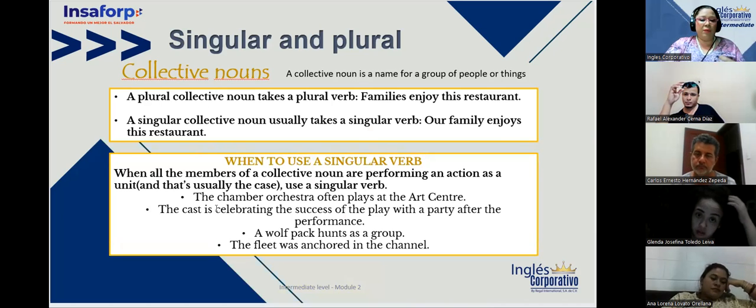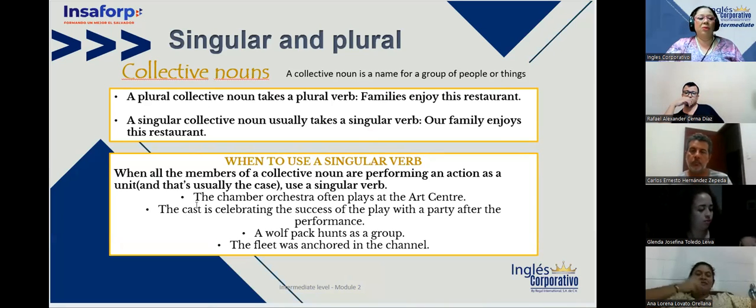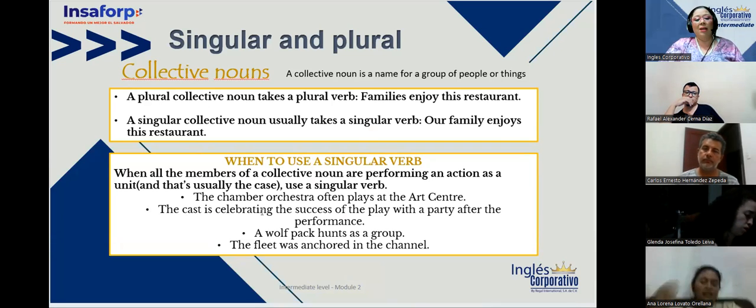When to use a singular verb? The chamber orchestra often plays at the art center. The cast is celebrating the success, the cast, okay? The cast, o los protagonistas, toda la crew, ¿verdad? Crew también es otra palabra. Is, vemos que está utilizando, is, plays, miren, the chamber orchestra. Un solo grupo, ¿sí? Todos juntos en un solo grupo.